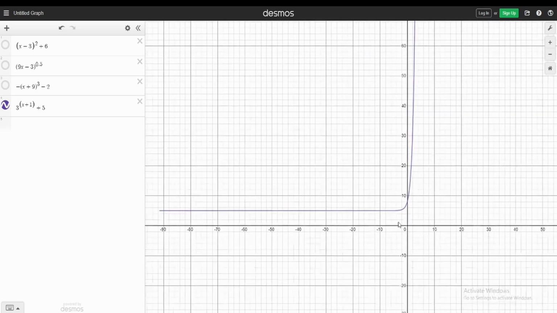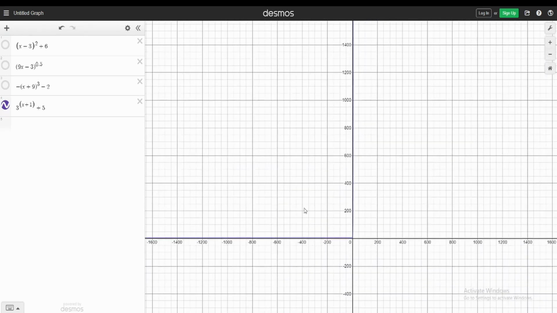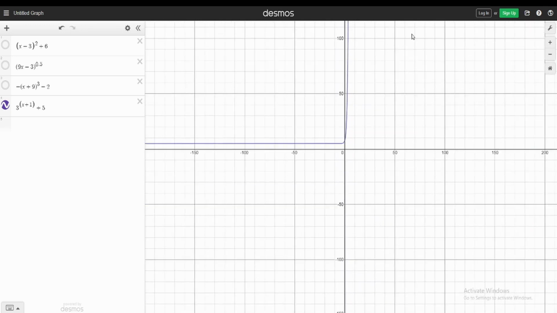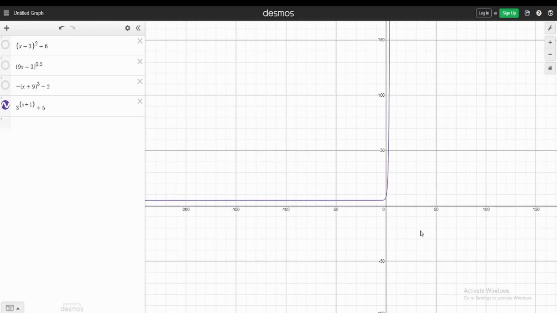Our domain is pretty obvious by how the graph looks. It's going to be x is an element of real numbers, and our range, as I said before, is y is an element of real numbers such that y is greater than 5.